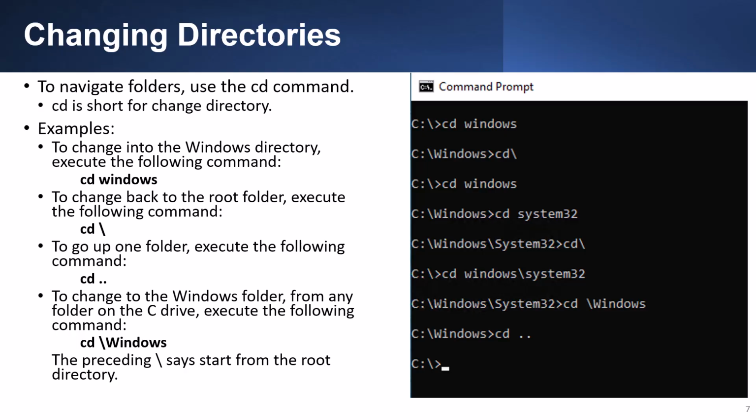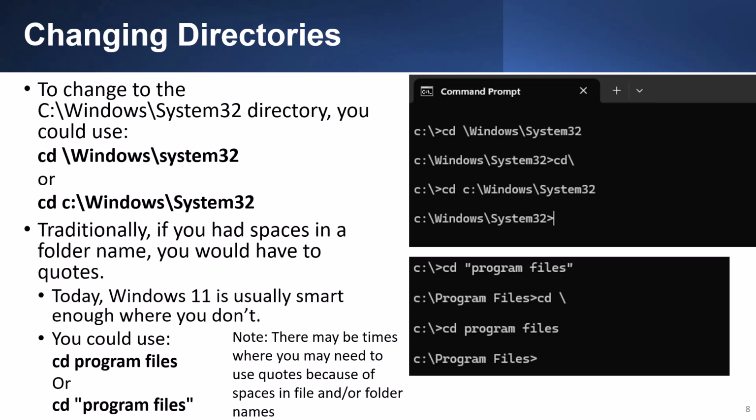When executing commands at the command prompt, a single dot represents the current directory and the double dot represents the parent folder. To change to the Windows folder from any folder on the C drive, execute the following command. cd \Windows. The preceding backslash says start from the root directory. To change to the C:\Windows\system32 directory, you could use cd \Windows\system32 or cd C:\Windows\system32.